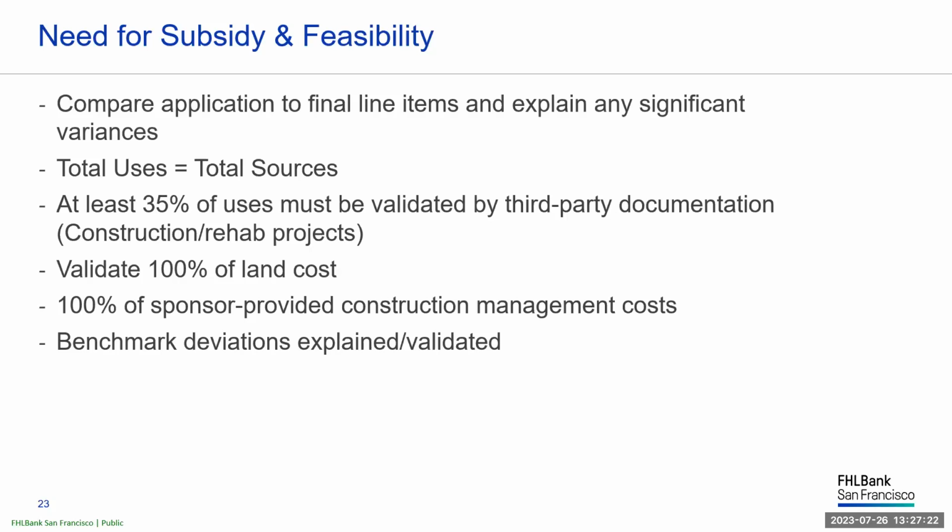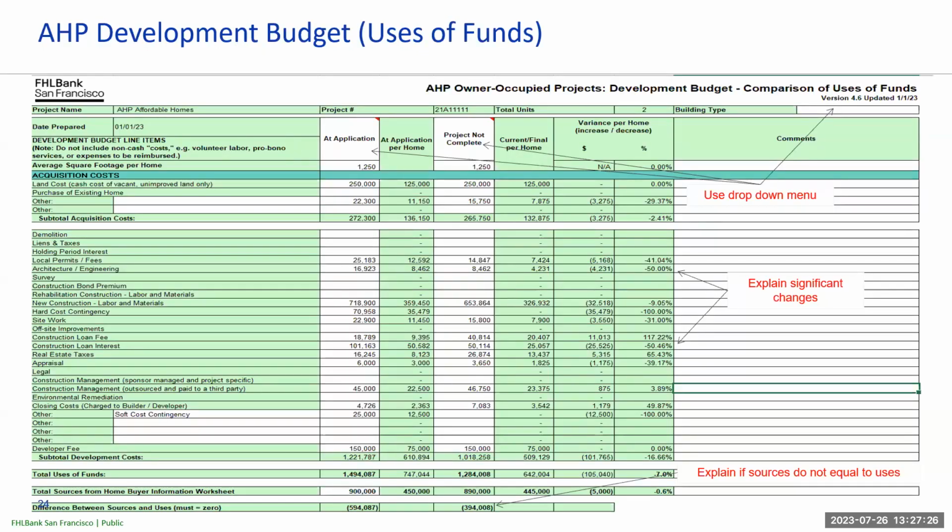Okay, so now let's move on to the development budget. The development budget or uses of funds worksheet compares the budget at application with the final actual cost. All development costs must be final. Select project complete using the drop-down menu at the top of the sheet and choose the building type. Any significant changes must be explained in the comments column to the right.